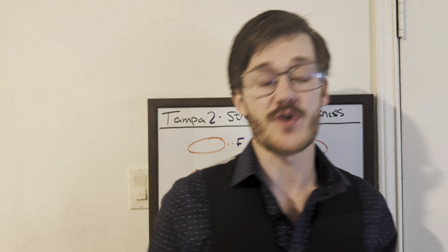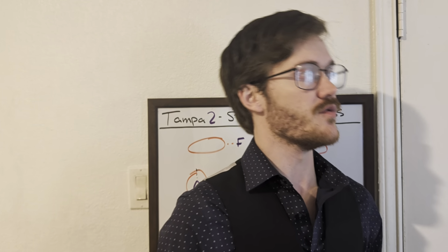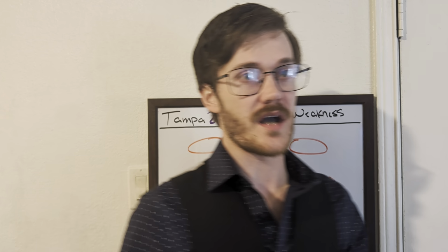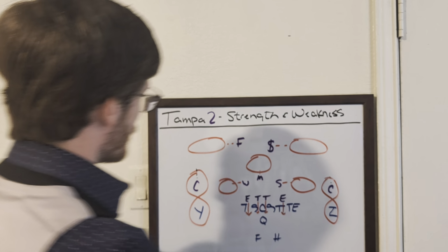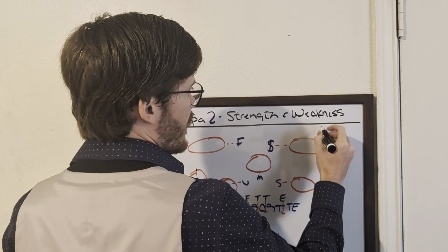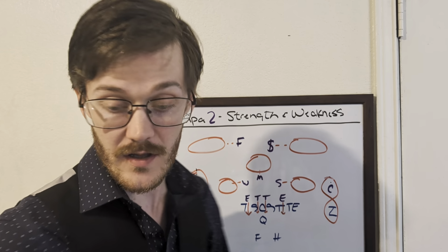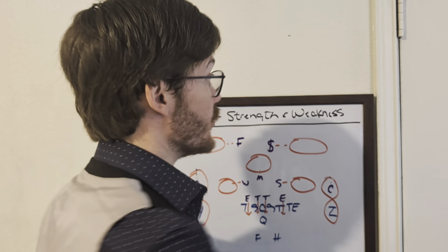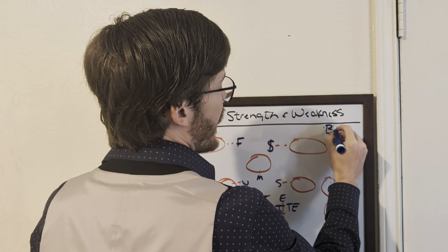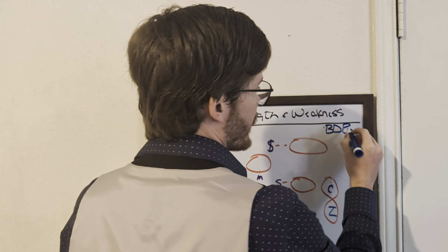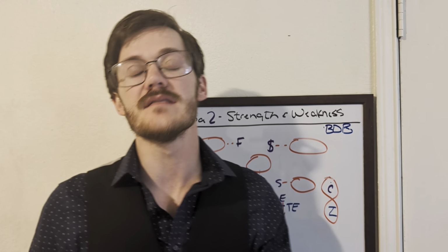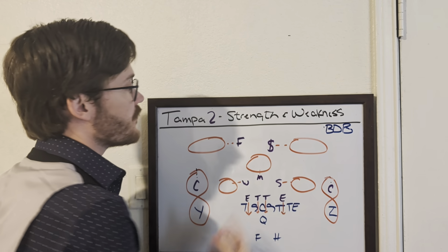Let's go over the strengths of the Tampa 2, or the NTT Tampa 2, or our Tampa formation. I'll use a different color for this. I'll use blue. So for strengths, our first strength for the Tampa 2, I call BDB. If you ever hear me say BDB, that's bend, don't break. This is a really good formation for that.